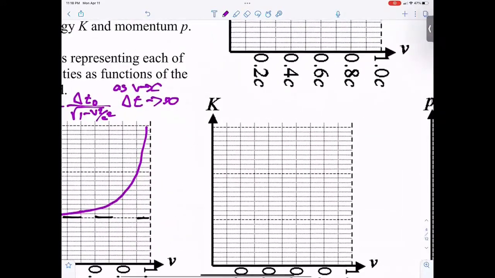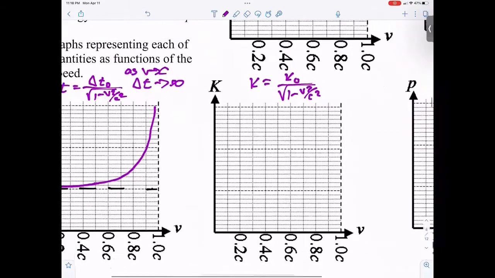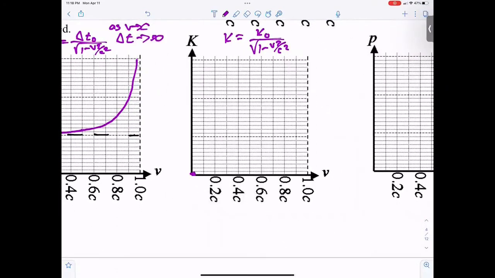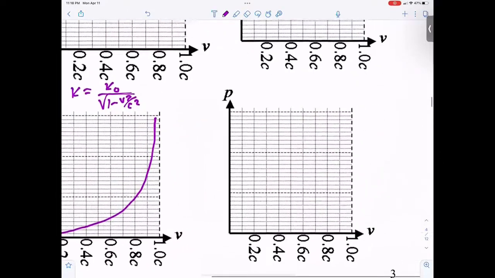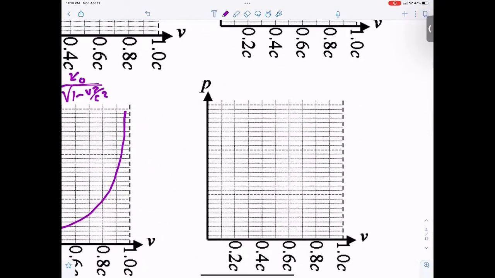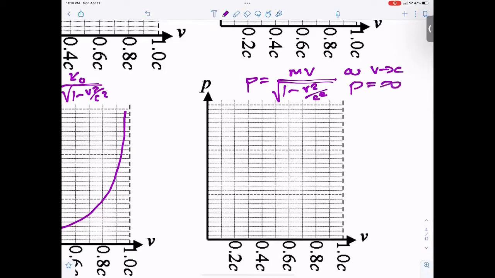It's going to be the same thing with kinetic energy. Relativistic kinetic energy, but keep in mind, you're starting with 0 energy, not at any other value. So we're starting down here, and it's approaching an infinitely large kinetic energy. Same thing with momentum, though with momentum it's a little bit different. Relativistic momentum, we have mv, but on the bottom, you've got the gamma factor, the square root of 1 minus v squared over c squared, and as v approaches c, momentum becomes infinite.